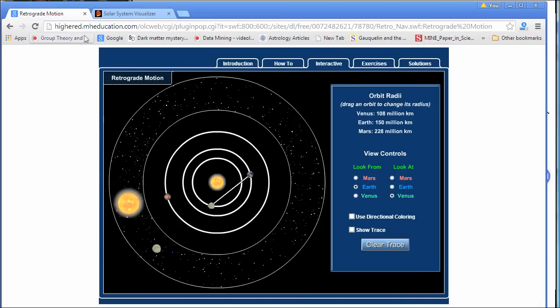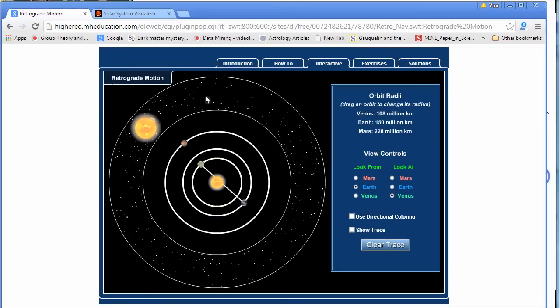Here's the website, a website called mheducation.com. What this animation is showing you is, in the middle is the Sun. The gray dot here is Venus, the blue is Earth, and this reddish one is Mars. So it's showing only three planets and the Sun, just to keep it simple. Mars is the reddish one, Earth is the bluish one, Venus is the gray one. You can make some different selections here, and I've selected that we're looking from the Earth at Venus.